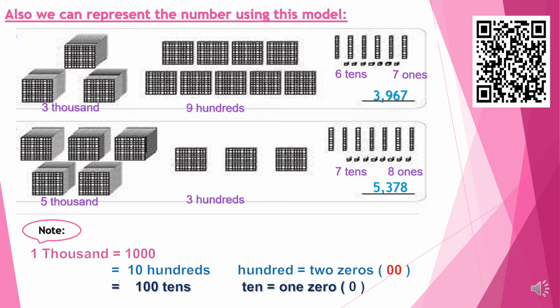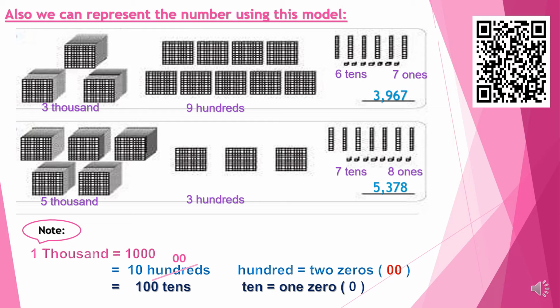Don't forget that 1,000, I can write as 1 and the word thousand, or 1 and 3 zeros. Okay, 1,000 means 10 hundreds. When I have 10 in hundreds, it means I completed 1,000, because 100 has 2 zeros. If I crossed 100 and put 2 zeros, I will have 1,000, 1 and 3 zeros.